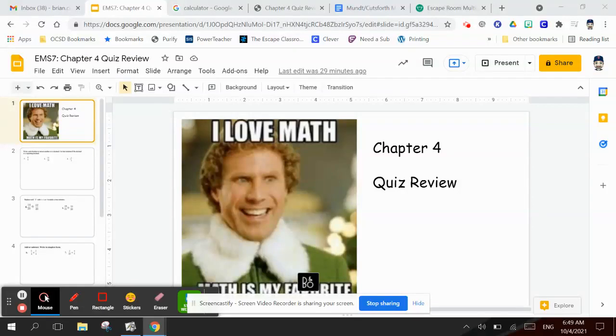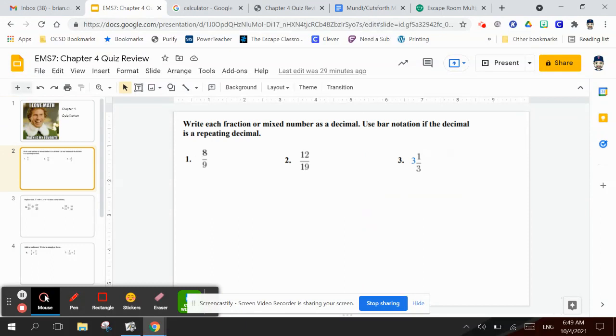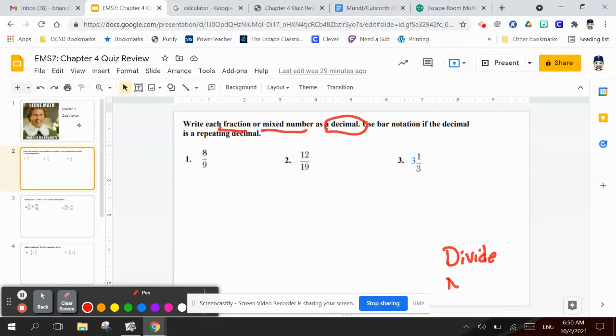Chapter 4, Mid-Chapter Quiz Review. So the first thing is we're going to write each fraction or mixed number as a decimal. Use the bar notation if the decimal is a repeating decimal. So we have to remember to change that fraction or mixed number to a decimal. We're going to divide the numerator divided by the denominator.